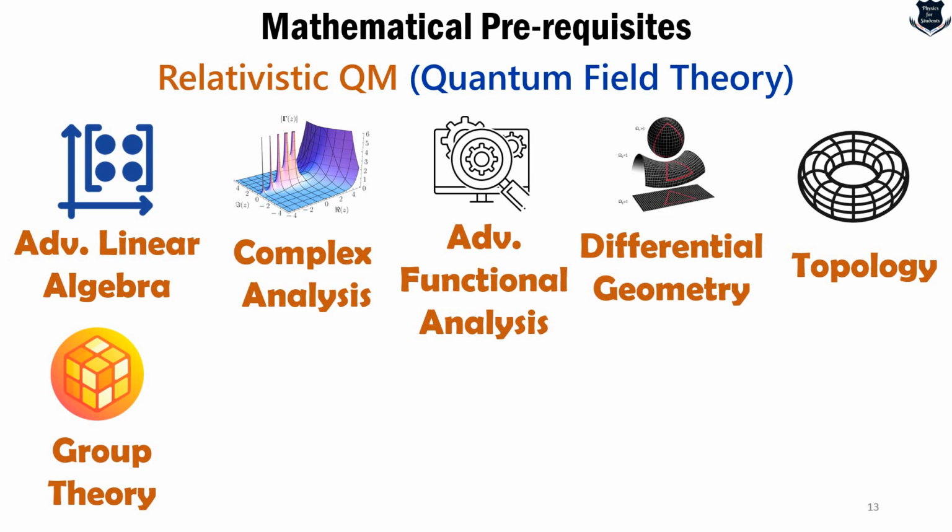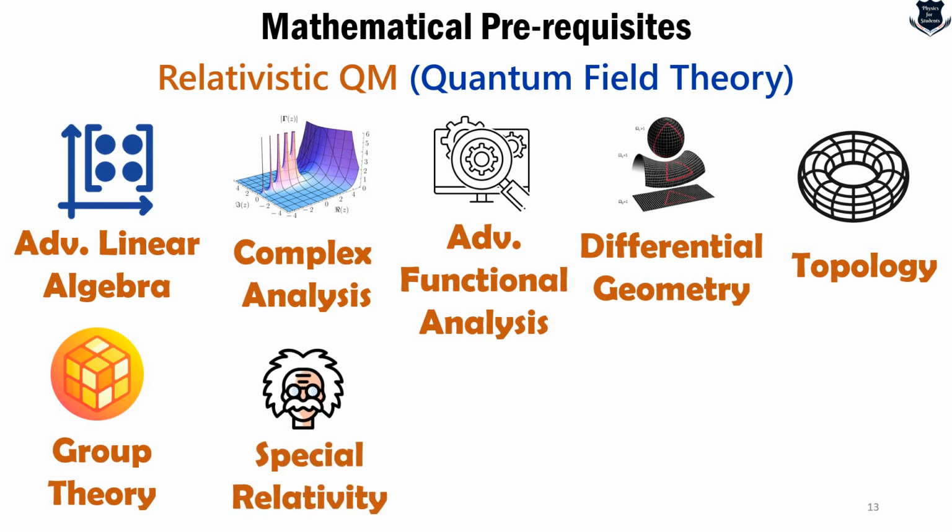Group theory, yes, it is required because symmetries play a vital role in quantum field theory. Group theory helps you to understand how physical laws remain the same under certain transformations. And this goes without saying, special theory of relativity, because quantum field theory is an amalgamation of quantum mechanics, classical theory and special relativity. So you need to know about Lorentz transformations, Minkowski space and everything.